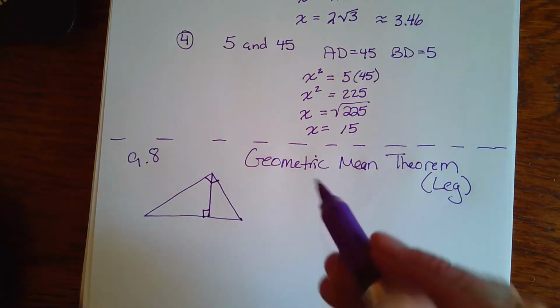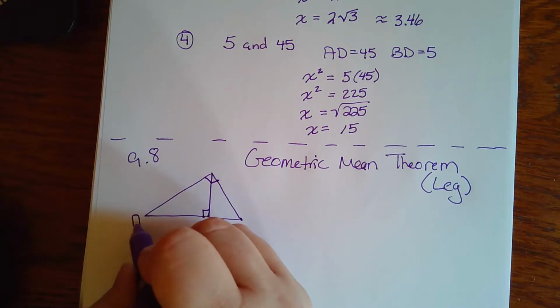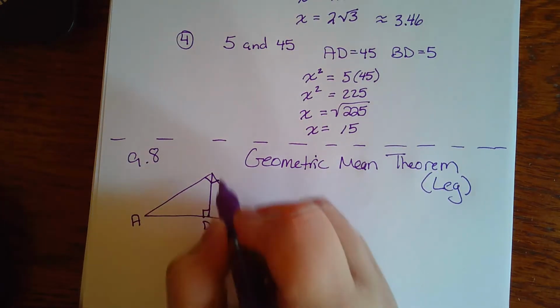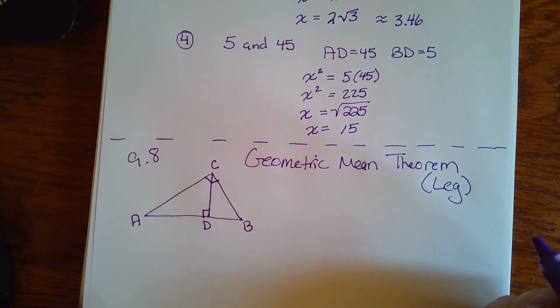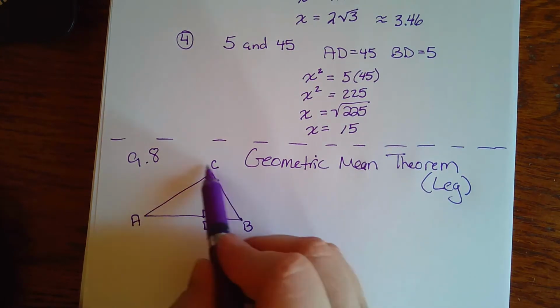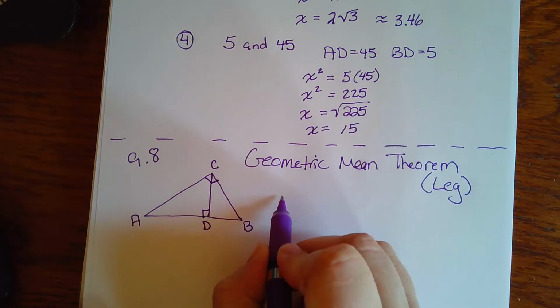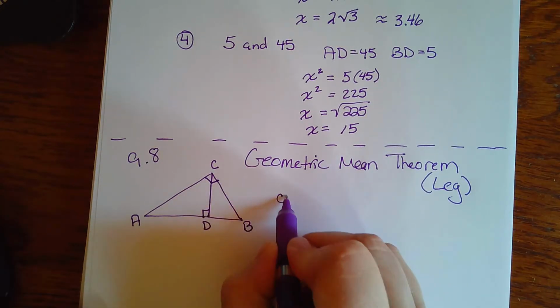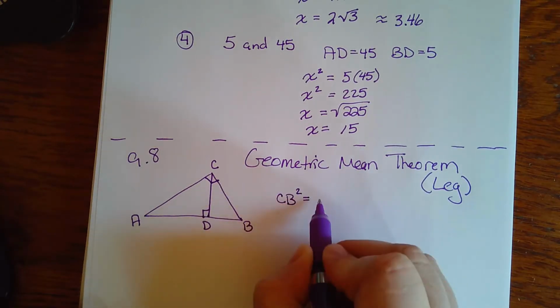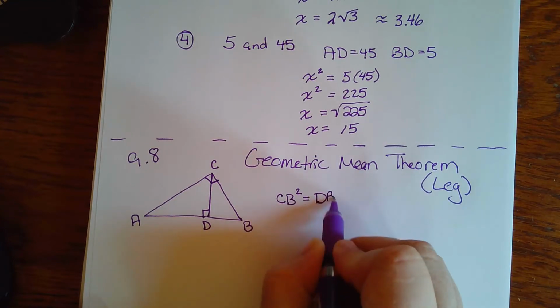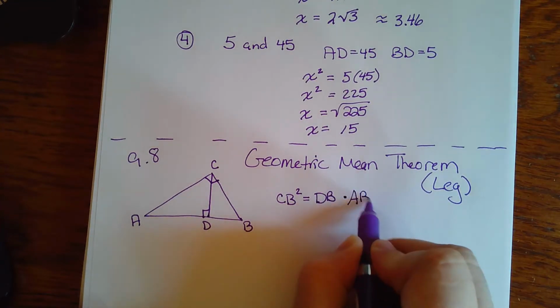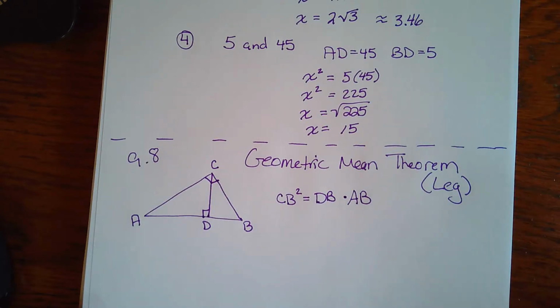So what I have here, again, this is A, D, B, and this is C up top. So let's talk about the two possible legs. So let's pretend that we don't know this one over here or this one over here. So we have two that we could be looking for. So if I'm looking for the shorter leg over here, that is going to be CB squared equals DB times AB. So I'm taking the full length times the shorter length to get the length of the shorter leg.